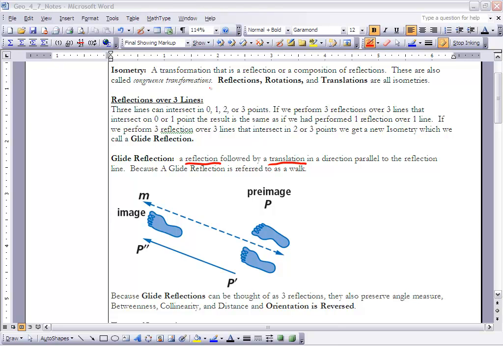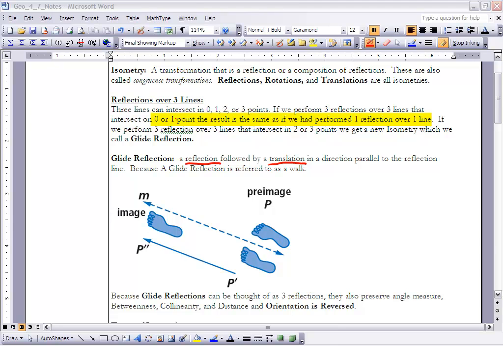So far we've looked at reflections over one line. We found that the only possibility would be a reflection. We looked at reflections over two lines. There are two possibilities. The lines could either be parallel to each other, in which case we have a translation, or they could be intersecting, in which case we had rotations. What happens if we look at three reflections over three lines? Those lines could intersect in 0, 1, 2, or 3 points. Those are my four possibilities that could actually occur. If we perform three reflections over three lines that intersect in 0 points or 1 point, the result is exactly the same as if I had done one reflection over one line. So we don't get anything new out of that. There's no new type of transformation that actually occurs.